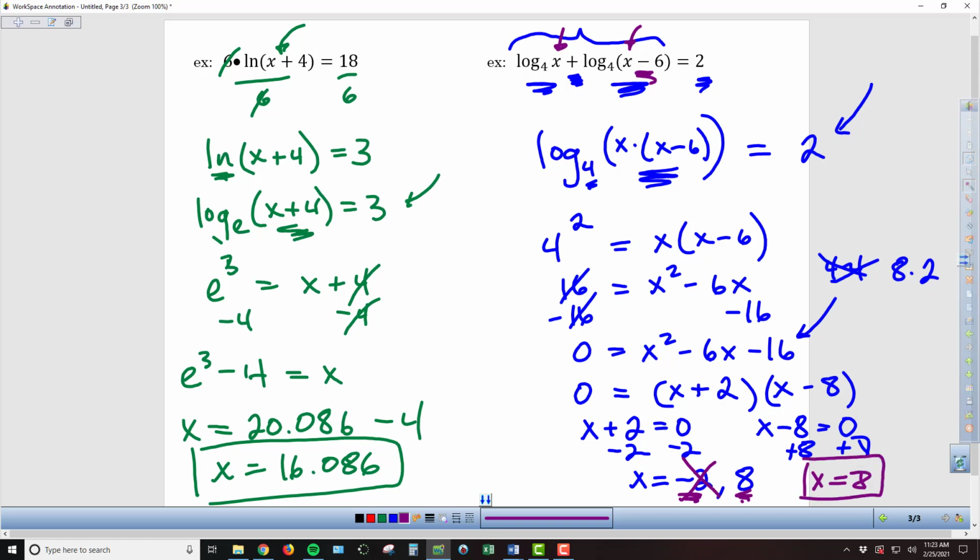So in this problem, we had to use our log properties to combine the two logarithms into a single log before we could rewrite it as an exponential.